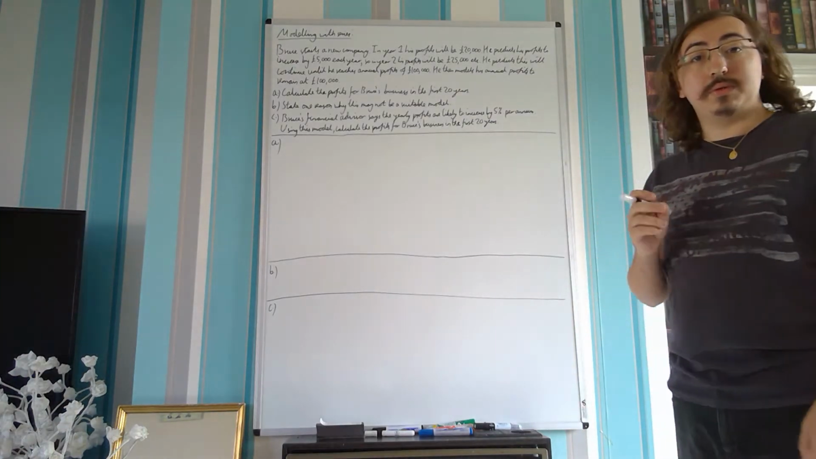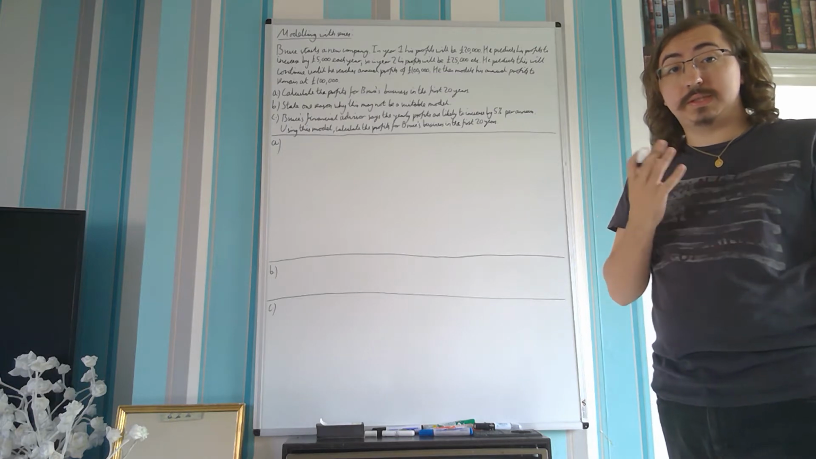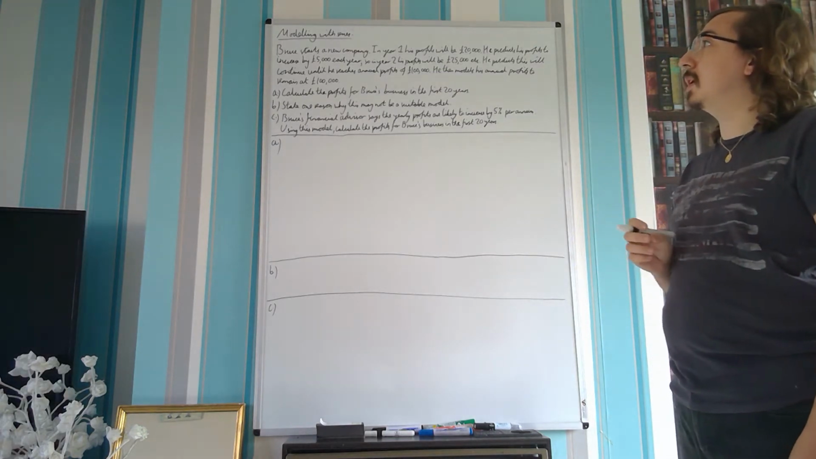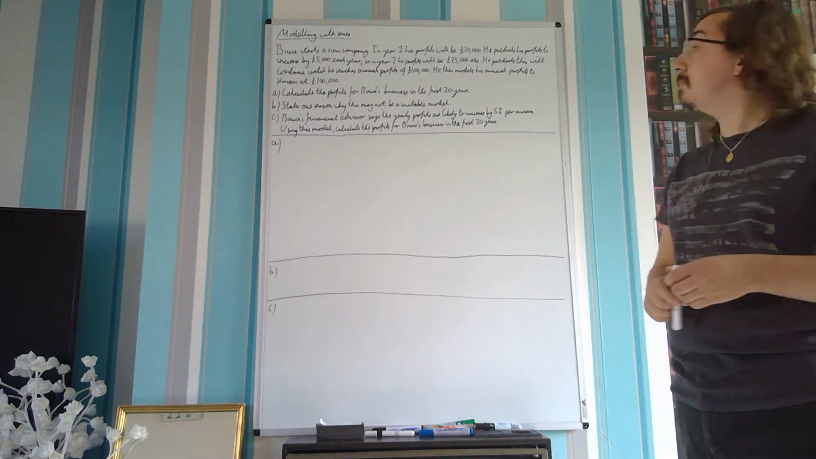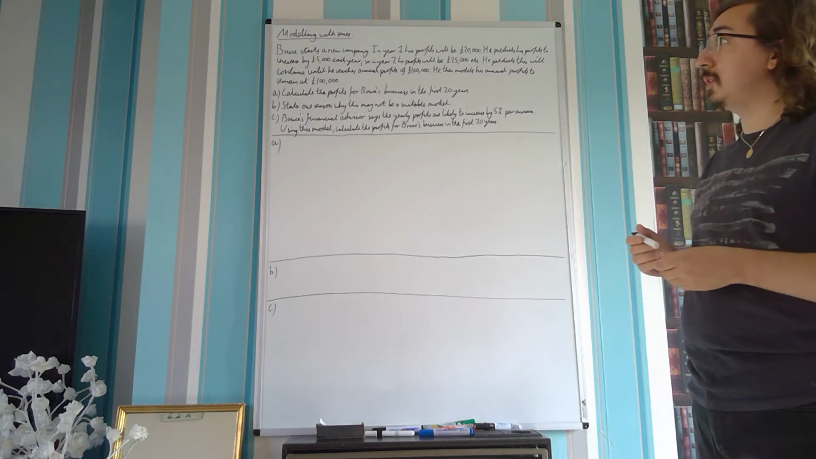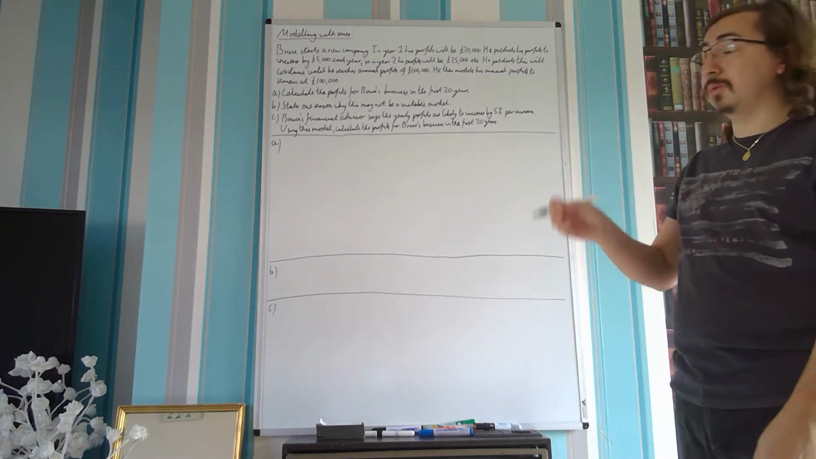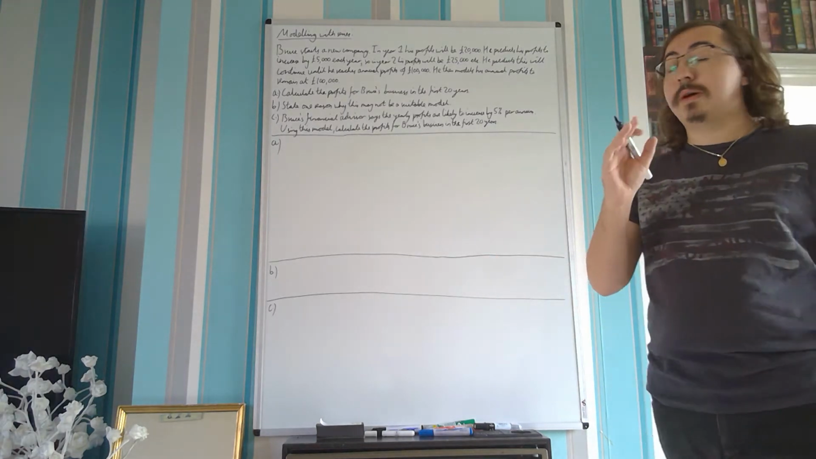In this video, we're going to look at a worded problem, which is going to look at modelling using series. Now, the question says Bruce starts a new company. In year 1, his profits will be $20,000. He predicts his profits to increase by £5,000 each year. So in year 2, his profits will be £25,000, and so on to year 3, £30,000.